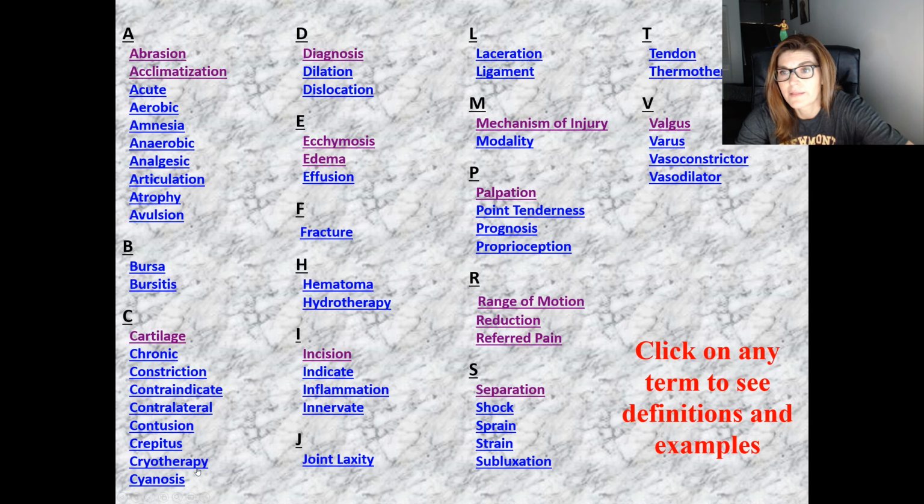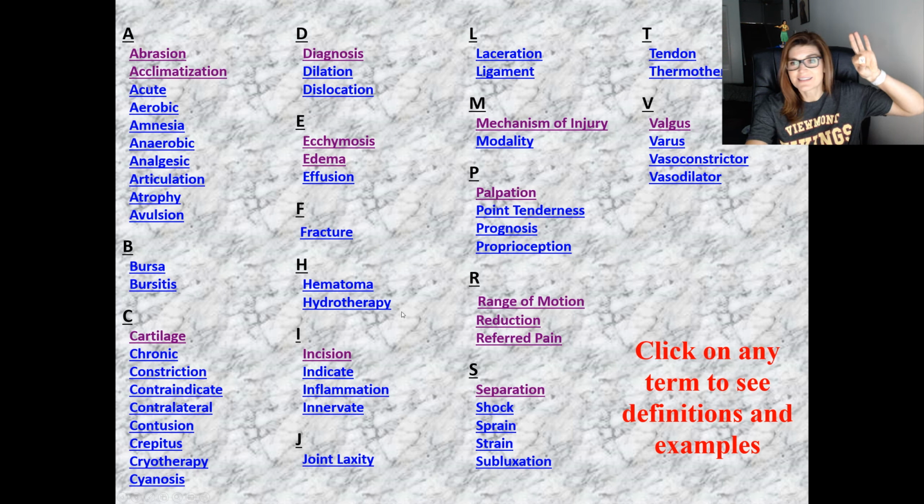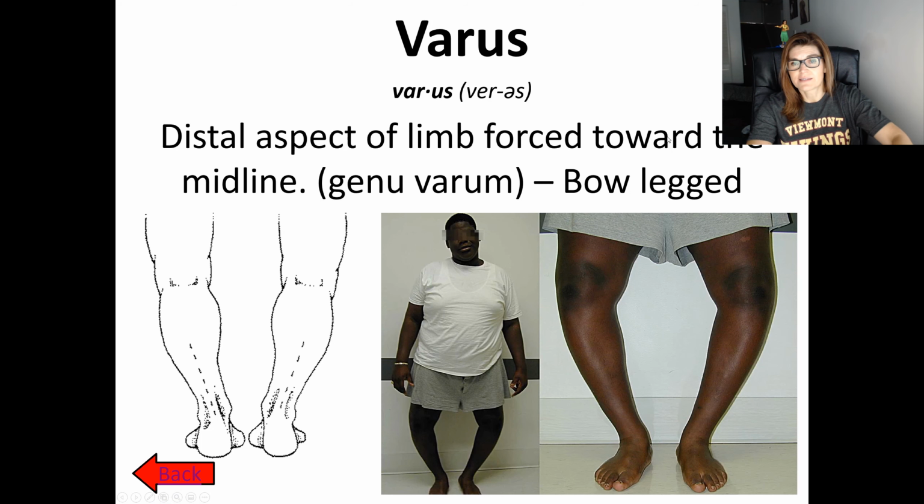Okie doke. And then I want it to be an F. A V for Viewmont Vikings. So actually we're going to go to Varus on this one.